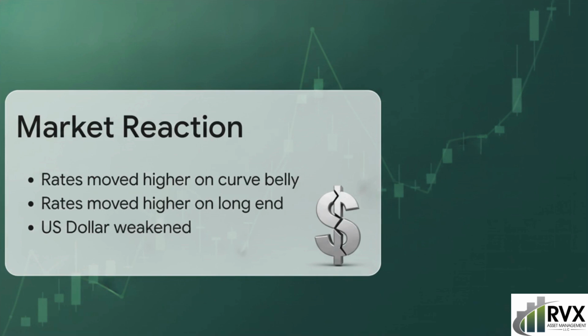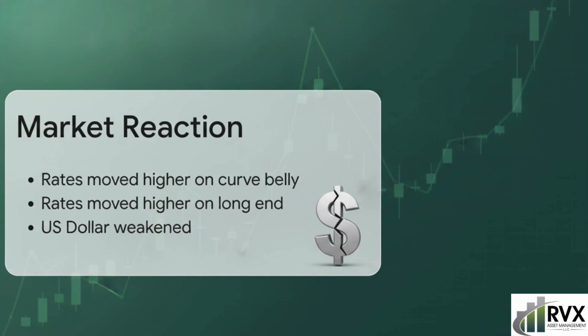Rates moved noticeably higher on the belly of the yield curve and on the long end as well. Why? Because when the Fed refuses to hike rates despite stubborn data, the bond market instantly starts pricing in the fear of unanchored inflation down the road. Investors demand higher yields to compensate for that future risk.